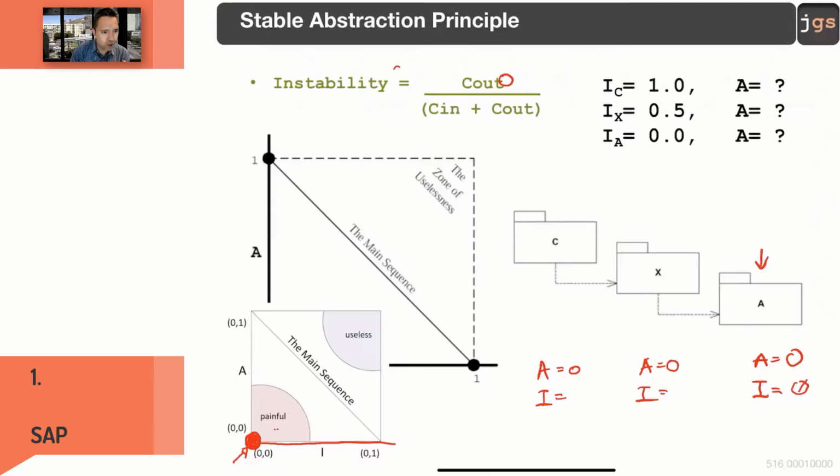What about the others? In particular, what about C? What is the instability of C? Can you calculate that one? C, instability equal to? Yes. Hopefully it's easy. One output. And there are no inputs, so 0 plus 1, 1. Instability 1. Instability 1, abstraction 0.